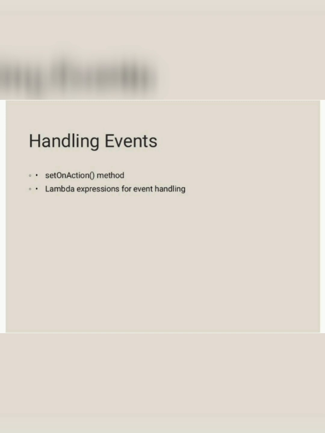Let's begin with a basic example, handling a button click. Use the setOnAction method to define what should happen when the button is pressed. Here the lambda expression defines the action to take when the button is clicked. The parameter represents the action event triggered by the click. You can also assign more complex behavior inside the lambda, such as updating UI components, opening new windows, or processing user input. For instance, you might update a label when a button is clicked.